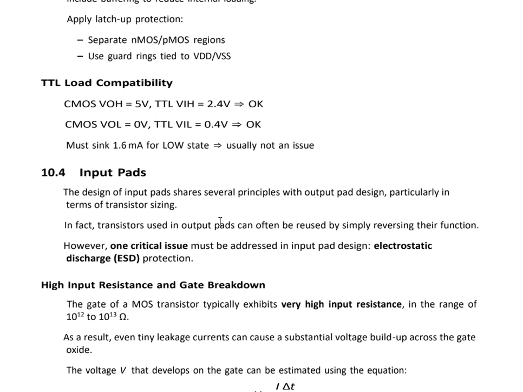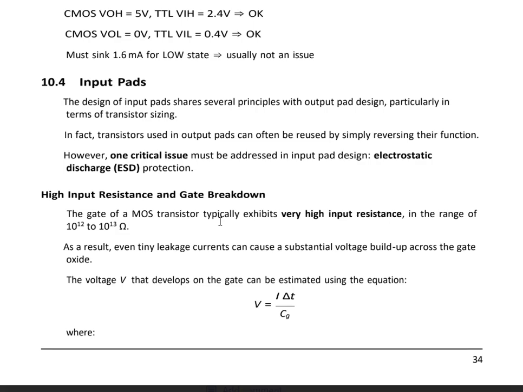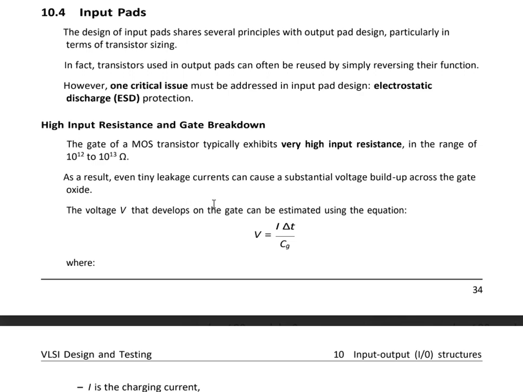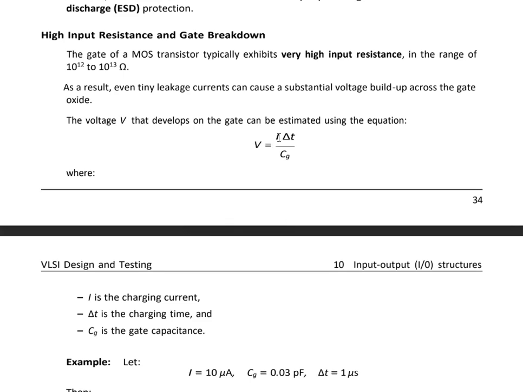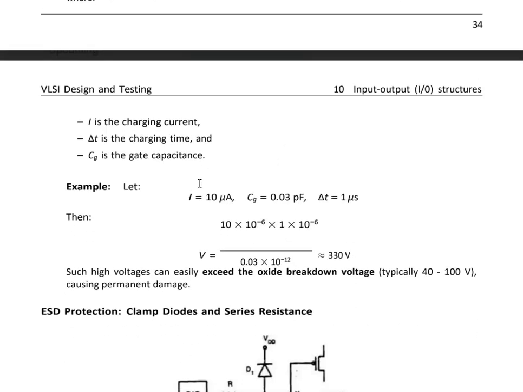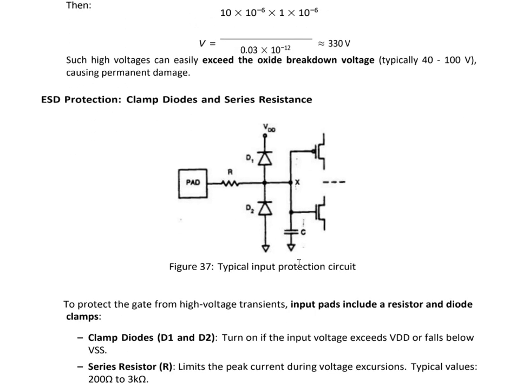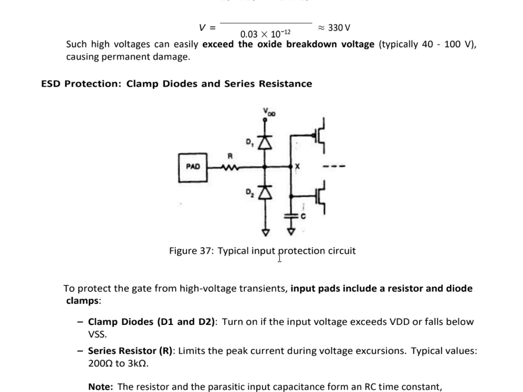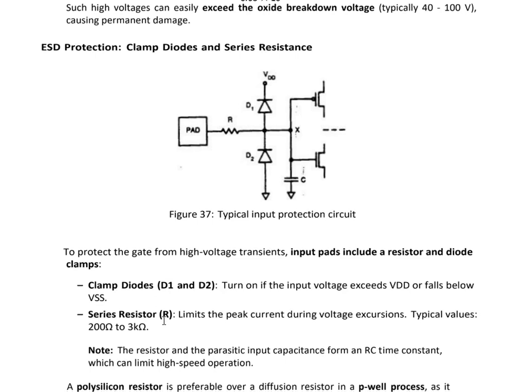Next is the input pad. One critical issue that must be addressed in the input pad is the electrostatic discharge, or ESD protection. The equation for voltage is given by I into delta T divided by Cg, where I is the charging current, delta T is the charging time, and Cg is the gate capacitance. This is one example where high voltages can easily exceed the oxide breakdown voltage, so ESD protection, that is electrostatic discharge protection, is provided using clamp diodes and series resistance. So clamp diodes D1 and D2 are present along with the series resistor R.